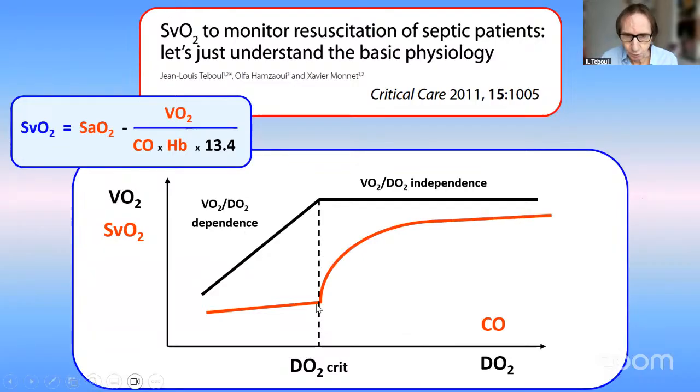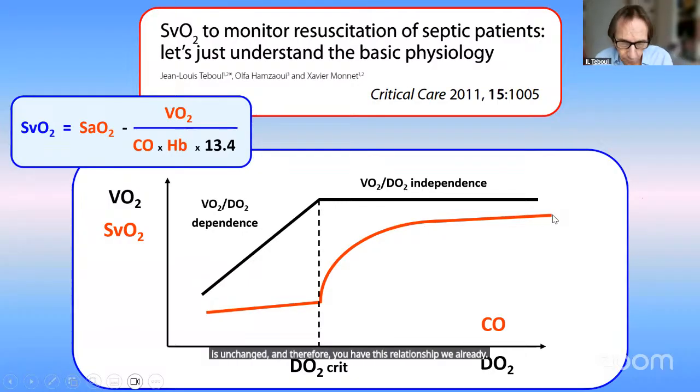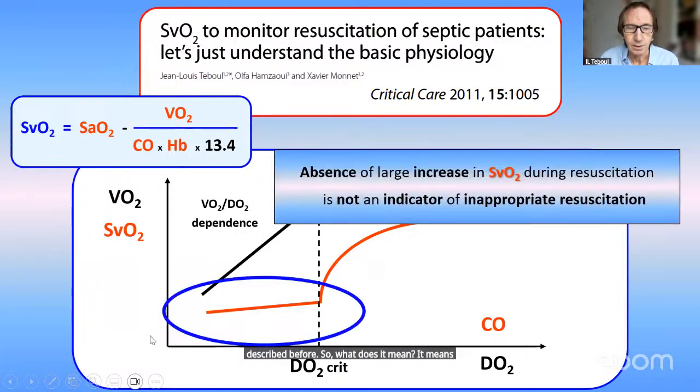After this critical level of oxygen delivery, you have the relationship I already showed you before between SVO2 and cardiac output. Now VO2 is constant, unchanged, and therefore you have this relationship we already described before. So what does it mean?